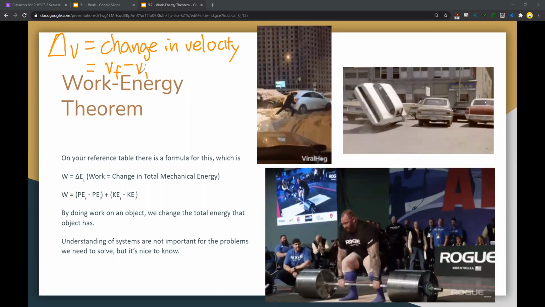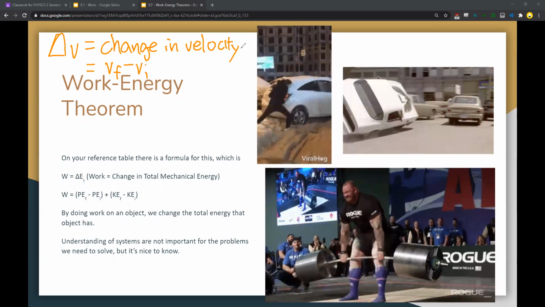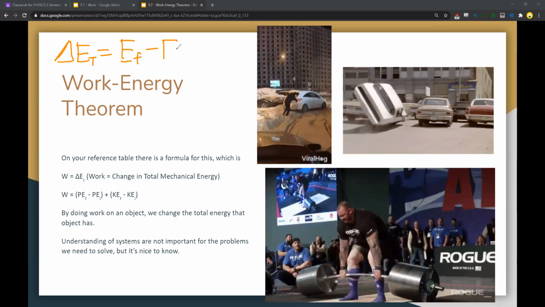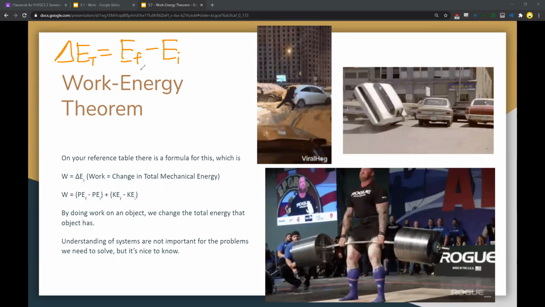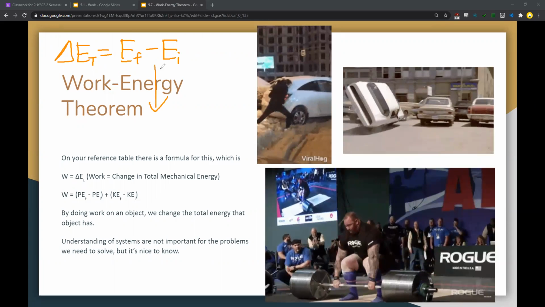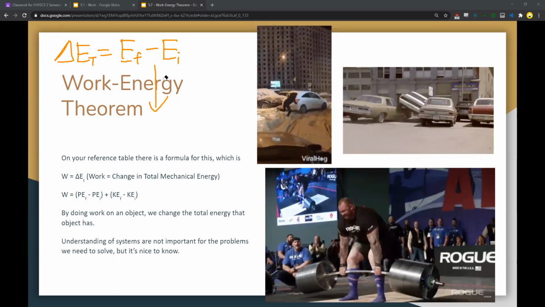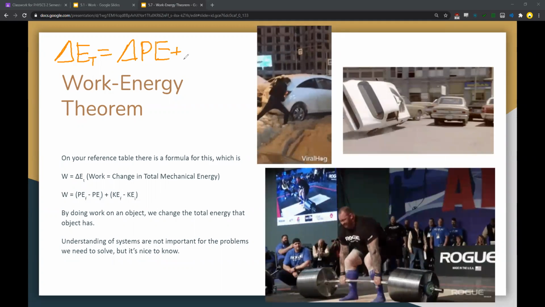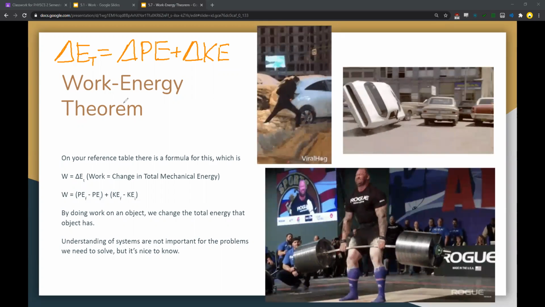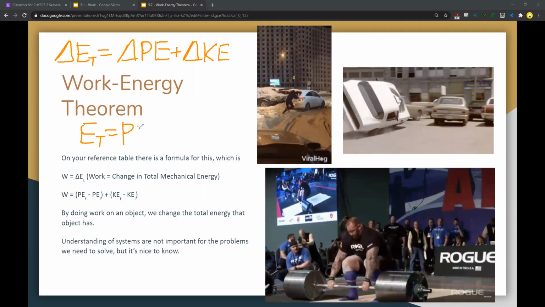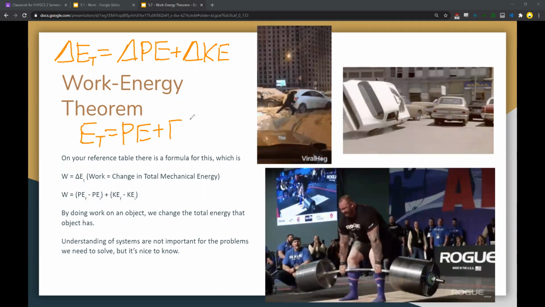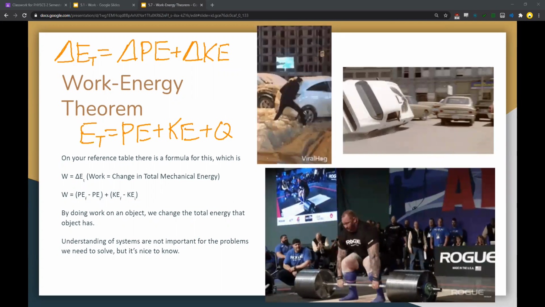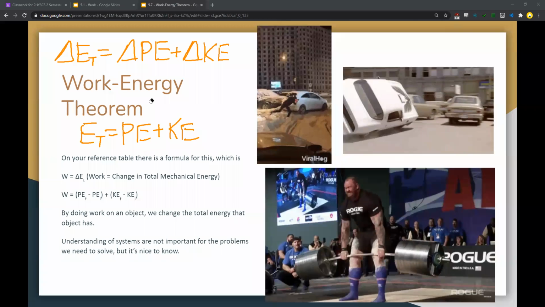Right. So we apply this concept to delta ET, which is basically your final energy minus your initial energy. And if we were to break this down, I'm actually going to break it down for you because it's basically your change in potential energy plus your change in kinetic energy. Remember, total energy is PE plus KE plus Q. For the most part, we're not even going to talk about Q, guys.